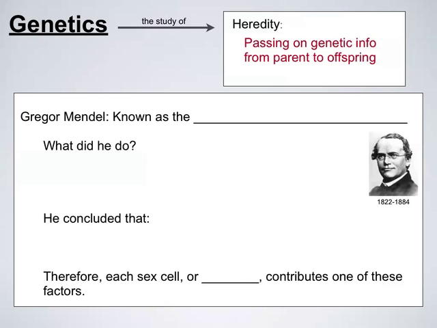And he was very, very meticulous in collecting data from growing his pea plants. He did his work with pea plants. And the data he collected allowed him to come to some conclusions about how traits are inherited that we still use today, okay, 160 years later. So he's known as the father of genetics. Gregor Mendel.